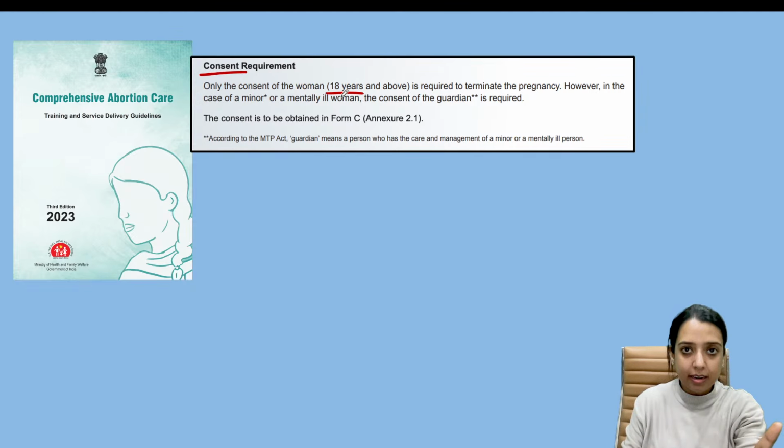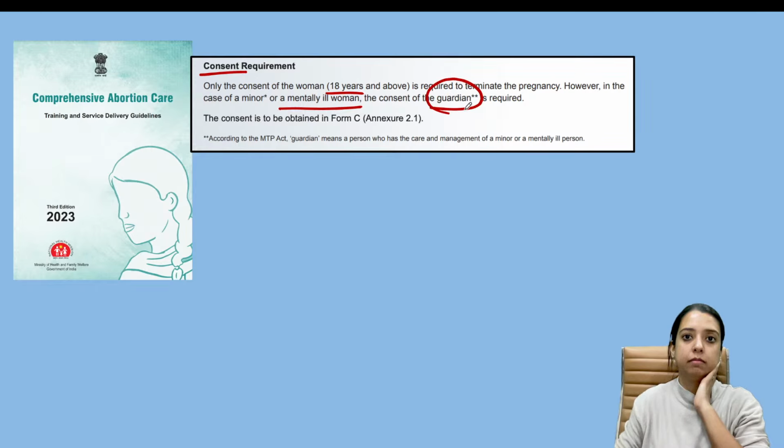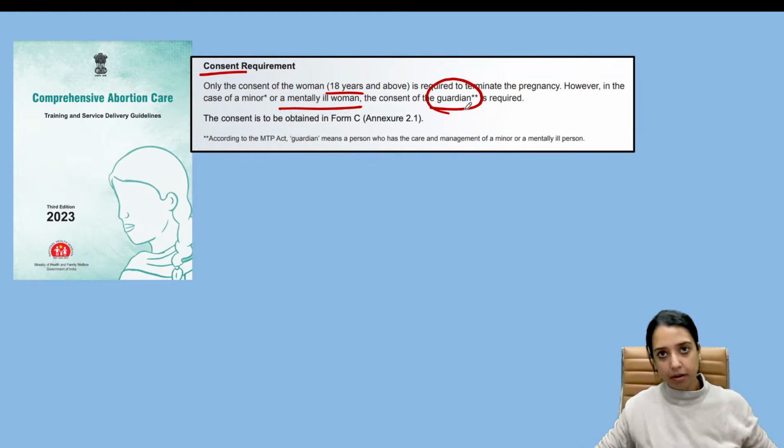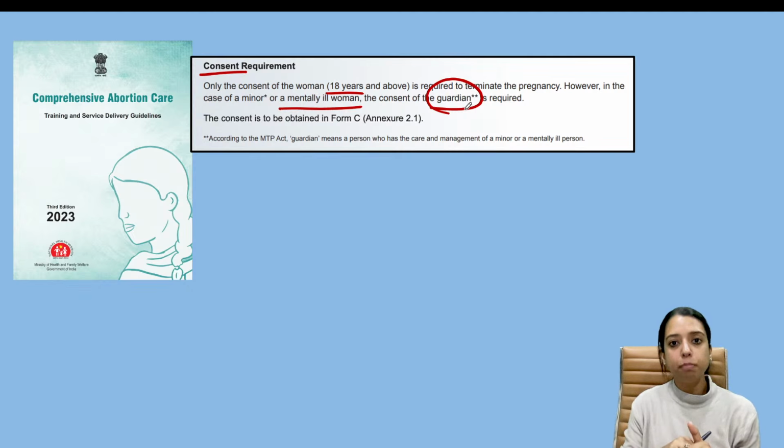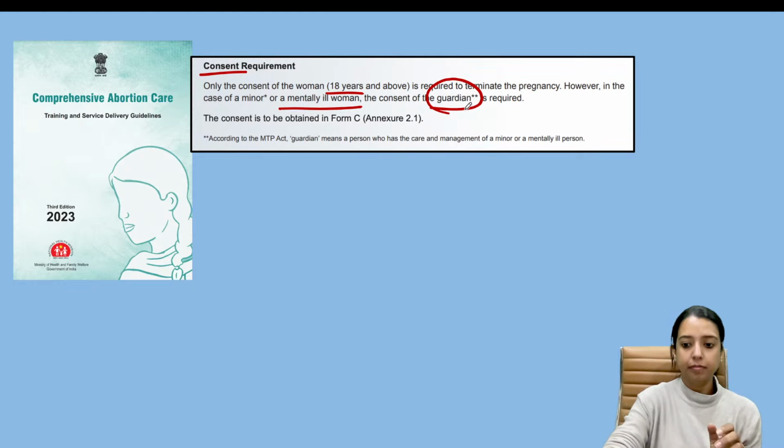But if she is less than 18 or she is mentally ill, she is minor or she is mentally ill, whose consent is taken? Guardian. Guardian can be anybody. It can be the doctor, it can be the partner, it can be the parent, it can be the nurse taking care of her, anybody. So who will give consent? It is the guardian. Don't write down parent or partner. We don't know who's the guardian. Okay?